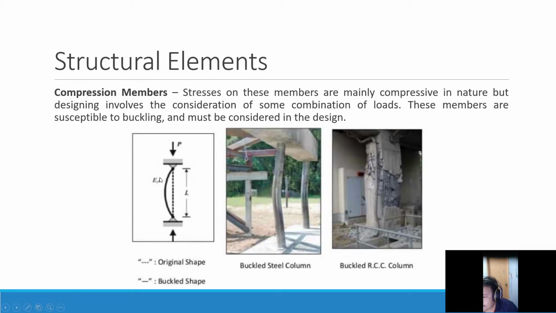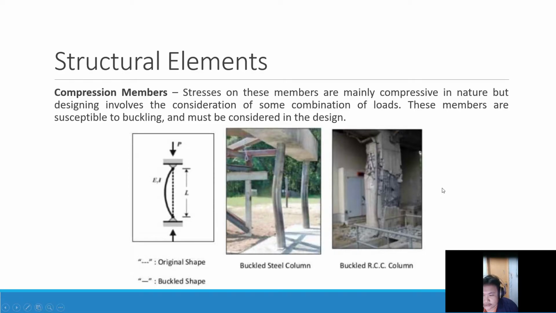So as you can see here, in designing these compression members, this column, we must also consider the critical load P to ensure that buckling will never occur. Now, this critical load P will serve as our required load so that we can have adequate design strength for columns, para ma-counteract niya yung forces ng critical loads.